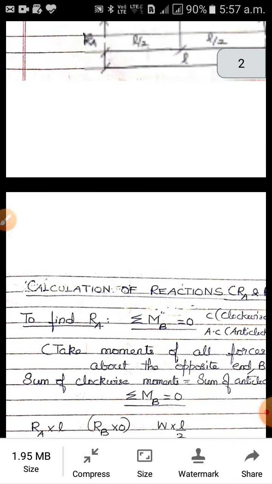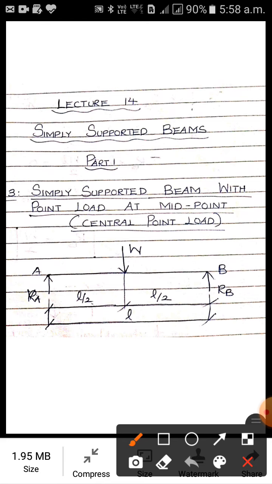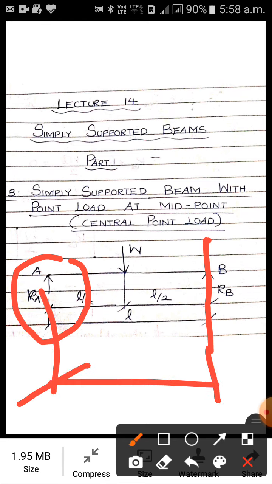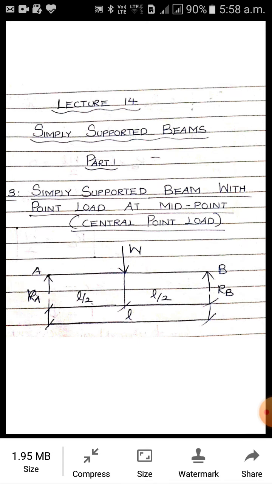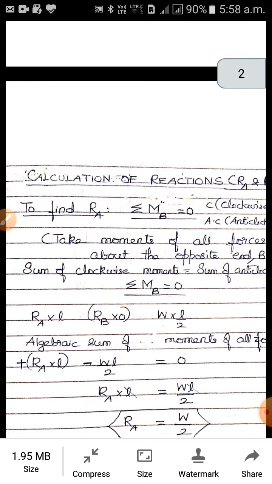So now let us take the moments. We're going to take the moment at B. So what are the forces available? Reaction is also a force, and you have the reaction RA. What is the distance between RA and B? B is the point where we're going to find the moment. Summation MB equal to 0. What is the distance? L. So RA into L.